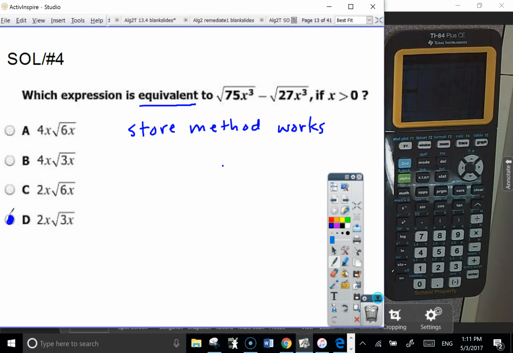Now, because radicals are involved, I would still recommend you check all 4 answers, make sure there's not one that is a more simplified version of the other.